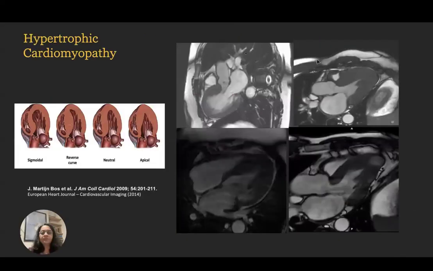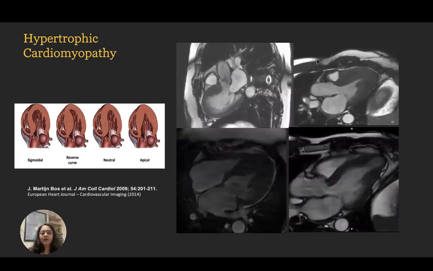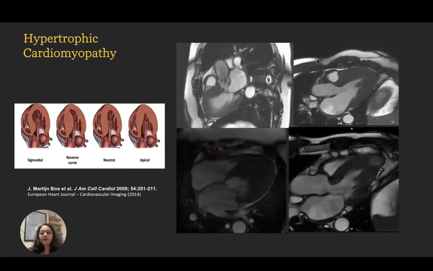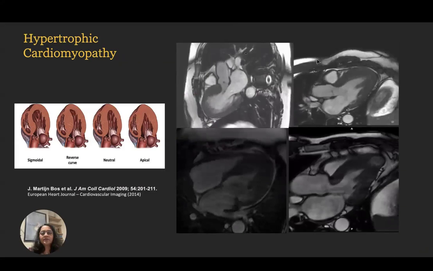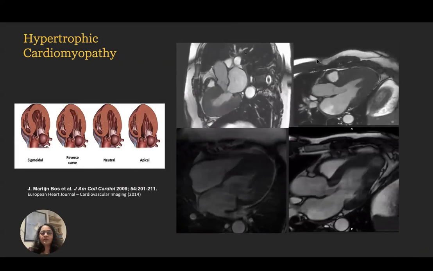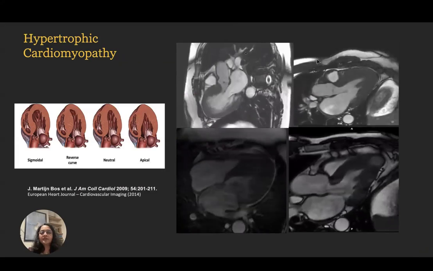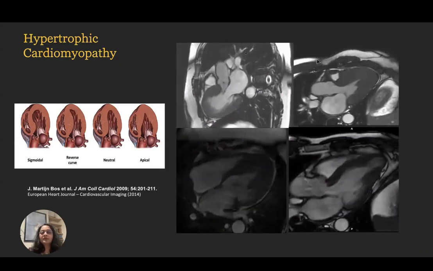Let us now talk about hypertrophic cardiomyopathy. As we all know, HCM has many phenotypes beyond asymmetric septal hypertrophy. Thickening of the ventricular walls may present as sigmoid septal thickening, reverse curvature hypertrophy, neutral, midventricular, or apical variants. The high spatial and contrast resolution of cardiac MRI enables easy recognition of morphology and phenotype of HCM.